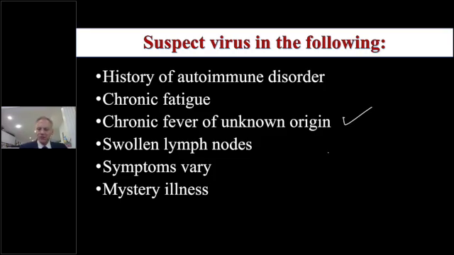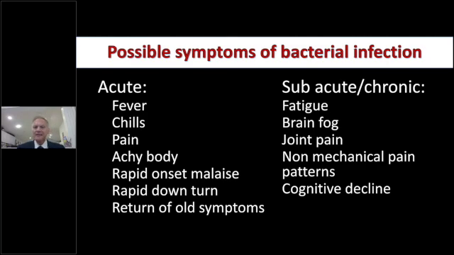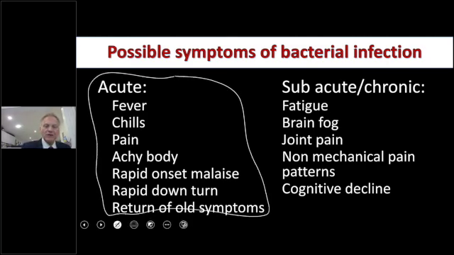So swollen lymph nodes, symptoms vary, mystery illness. Okay, possible symptoms of bacterial infections. If it's acute, then you can see fever, chills, pain, achy body, rapid onset malaise, like, oh, I'm just tired. Rapid downturn. Boy, these bacteria can be really suspicious when you're thinking about downturns. And the return of old symptoms, that's what I was talking about.